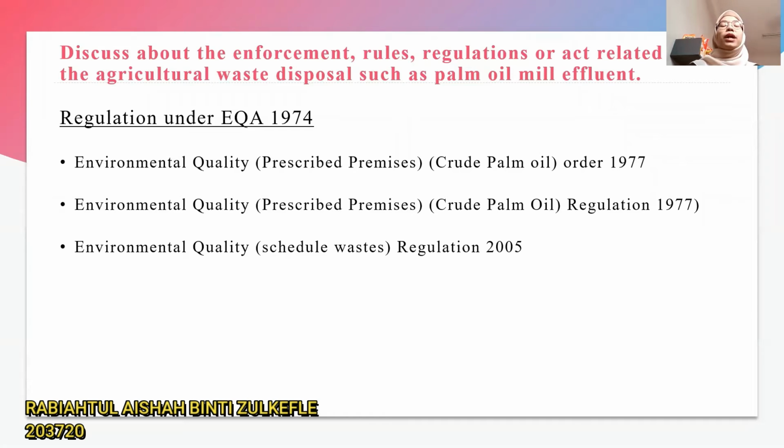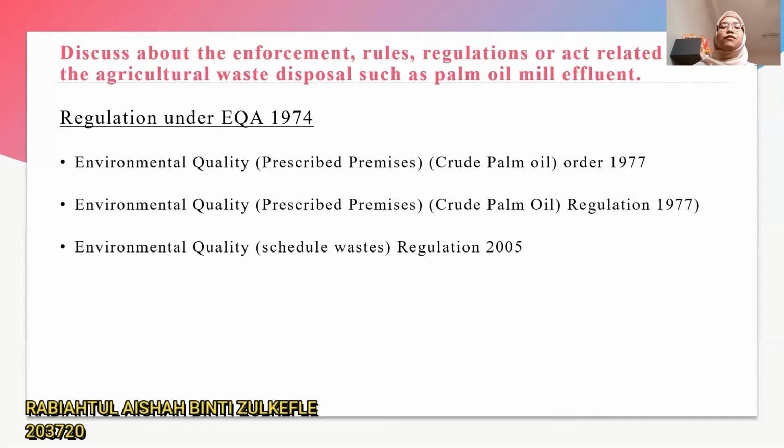Alright, there are several regulations under EQA 1974 which are related to palm oil industries, and I would like to explain a few of the regulations related to palm oil. So, firstly, Environmental Quality Prescribed Premises Crude Palm Oil Order 1977.